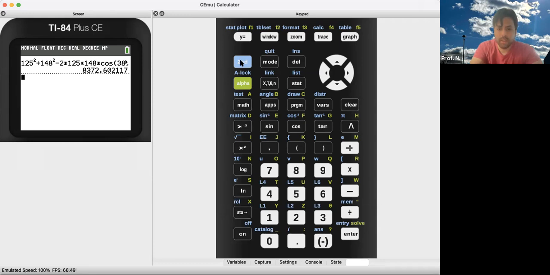So I'm going to take the square root, which is second x squared, and I'm going to take it of the answer. So I'm going to do second and then this negative sign in the very bottom. So now I'm taking the square root of my previous answer. I don't have to plug it in again. And I get that the b value is 91.50192411. So that's my b value.